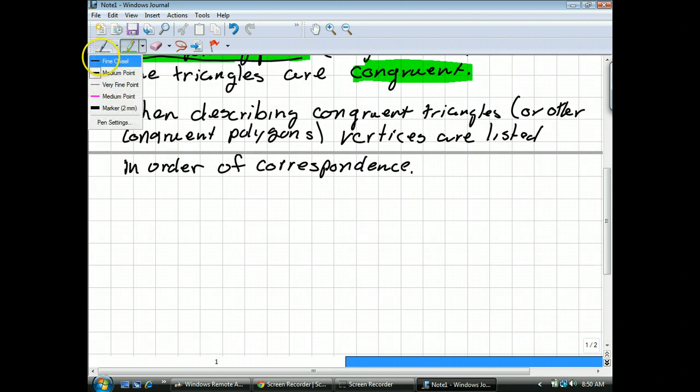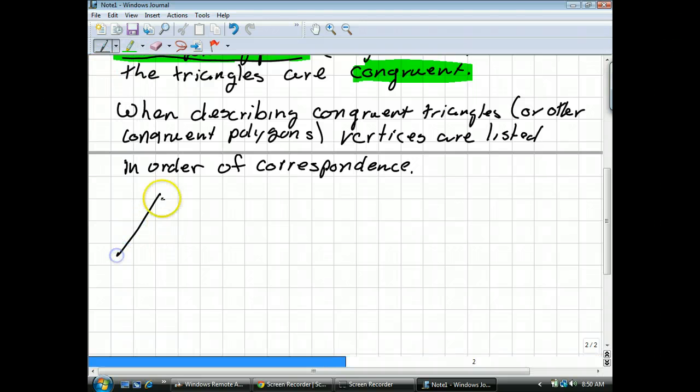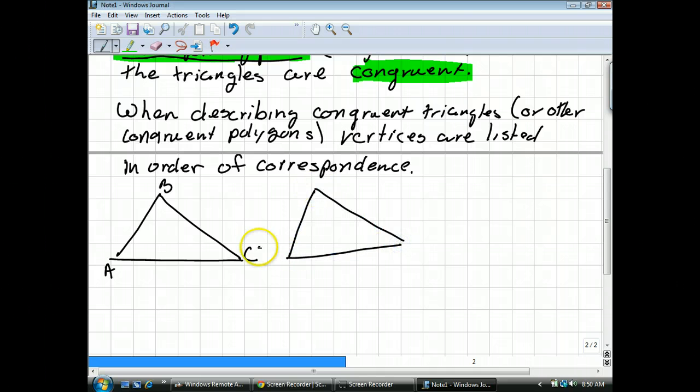So for instance, if I have triangle ABC and triangle XYZ, and even though my pictures don't look it, I'm saying that these triangles are congruent. So in other words, my angle A and my angle X are the same measure. Angle B and angle Y are the same measure. And angle C and angle Z are the same measure.